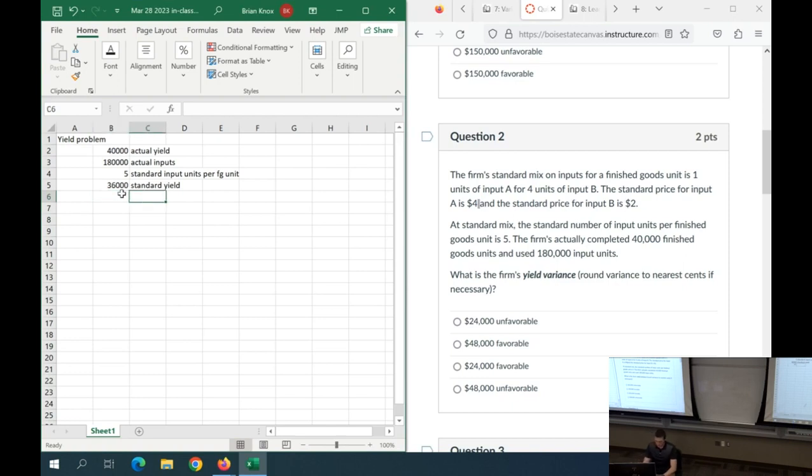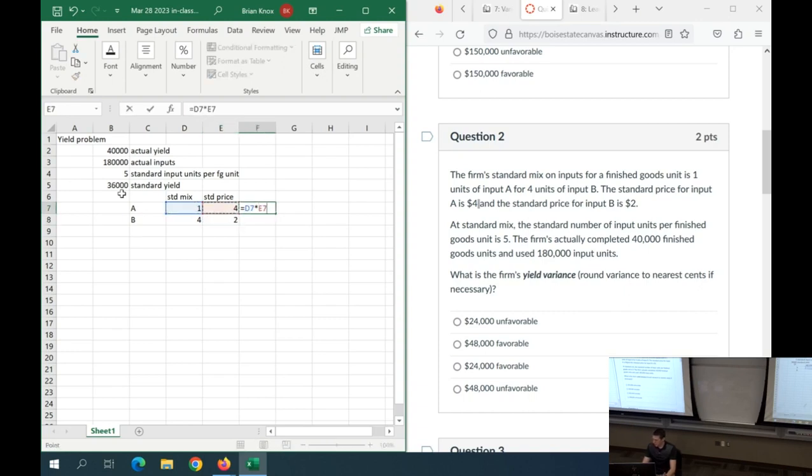We have a little table, A and B. Call this the mix and the price. Make sure we clear this. This is the standard mix. This is the standard price. It's 1 to 4 and $4 and $2.